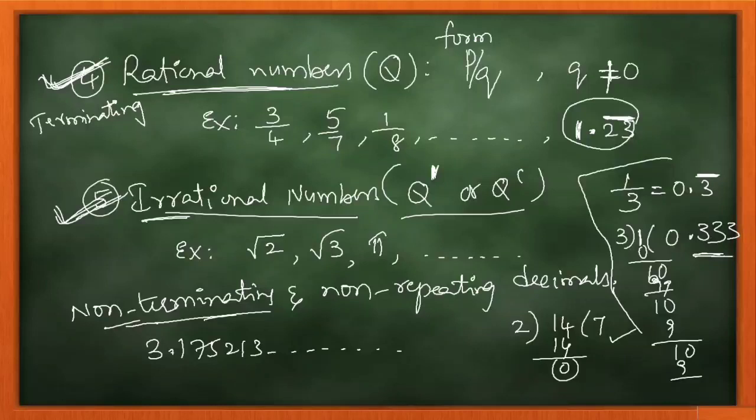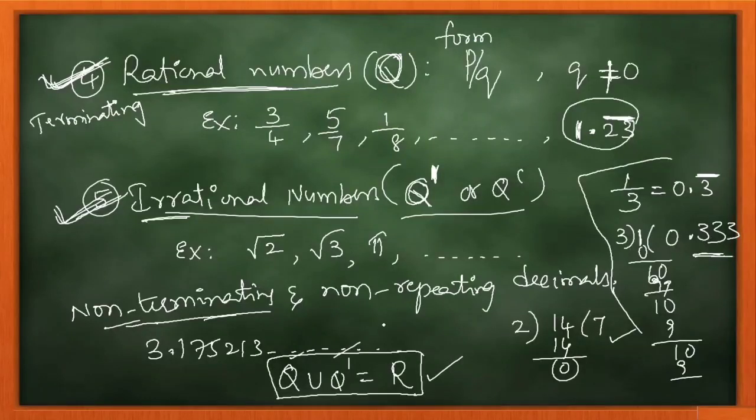So hope you understand what rational numbers and irrational numbers are. Rational numbers are denoted by the letter Q and irrational numbers by Q dash. If I combine both Q and Q dash, then I get real numbers. So real numbers are all the numbers that exist, rational and irrational. The union, that means the combination, of rational numbers and irrational numbers is called real numbers. So this is about different kinds of numbers in the number system.